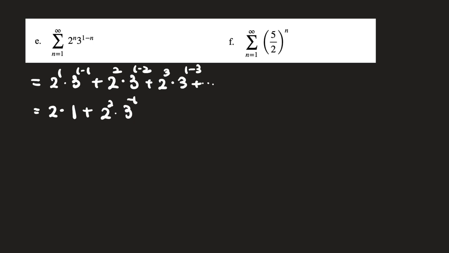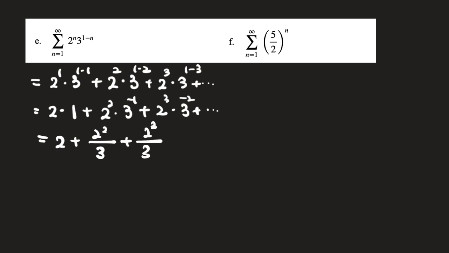2 squared, 3 to the negative 1. 2 cubed, 3 to the negative 2. This one is 2. 2 squared, 3 to the negative 1 is 4 over 3. 2 cubed, 3 to the negative 2, like that. Can you check whether this is a geometric series or not? What happened here? You multiply by 2 over 3, right? The ratio is 2 over 3. Good news is this is between negative 1 and 1, so this one is convergent.